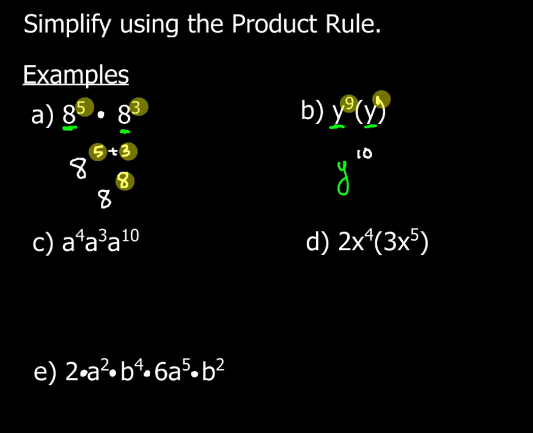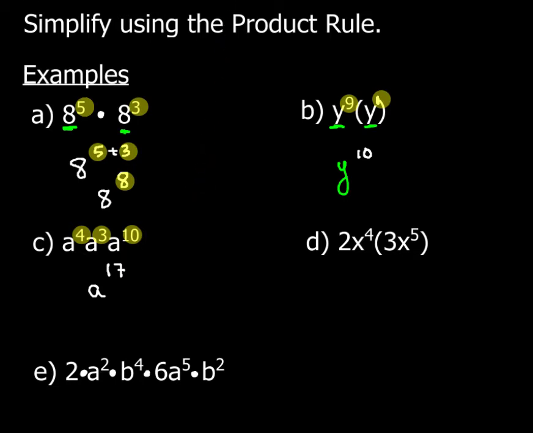Now for example C. By now you might actually be able to do this one on your own. All three of these have the same base. They're all a, and then you have an exponent of 4, 3, and 10. Now notice in this problem there's no dot or parentheses, but if you have terms written next to each other like that, then it implies that you are multiplying. So a to the 4th times a to the 3rd times a to the 10th power. If you add up your exponents, 4 plus 3 plus 10, you end up with a sum of 17. So your final answer on C would be a to the 17th power.